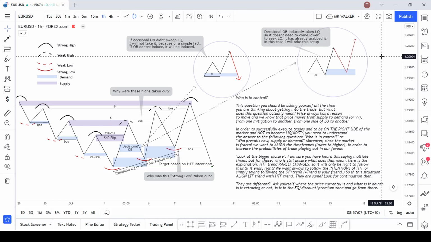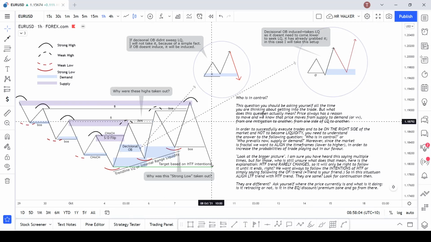Then we go look at the bigger picture. I'm sure you have heard this saying multiple times, but for those who are still unsure, here's the explanation. As I actually said in the beginning of the video, higher time frame trend rarely, oh my god, rarely changes. So it will only be right to follow it until it ends, right? We always want to follow the intentions of the higher time frame, or simply, follow the order flow trend. Trend is your friend. So in this situation, if the lower time frame trend and the higher time frame trend are the same, then look for the continuation. If they're different, ask yourself where the price currently is and what it is doing. Is it retracing or not? Is it in the EQ, discount, or premium zone? And go from there. So yeah, I hope this diagram will somehow help you.